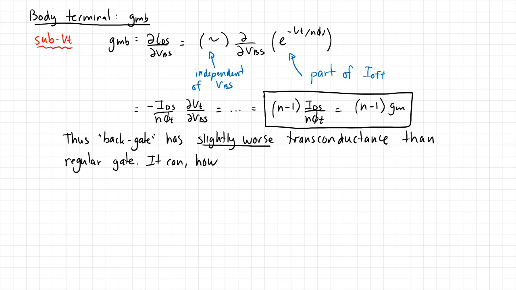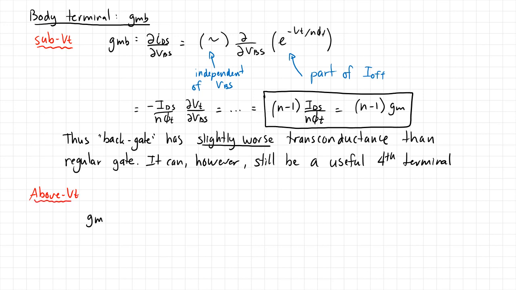So despite being a little bit worse, it can, however, still be a useful fourth terminal. Most people, when they draw their transistors, don't even bother to show the bulk. But according to this analysis, it can actually be a useful fourth terminal. Okay, so let's go ahead and now do the analysis in above threshold.